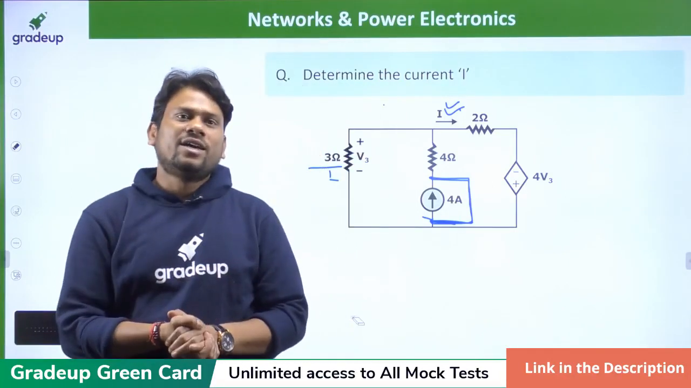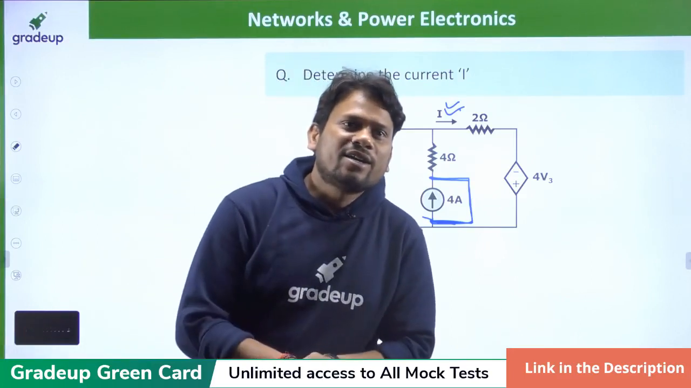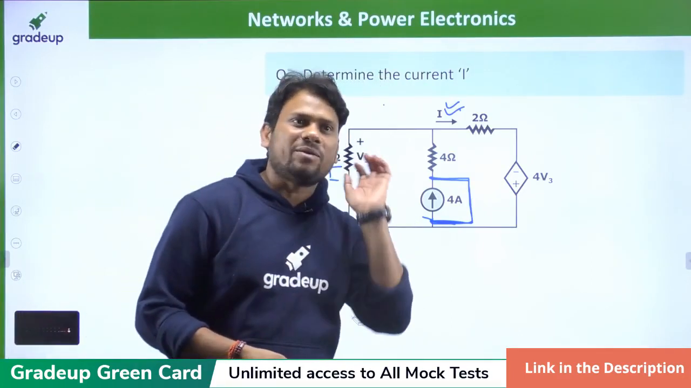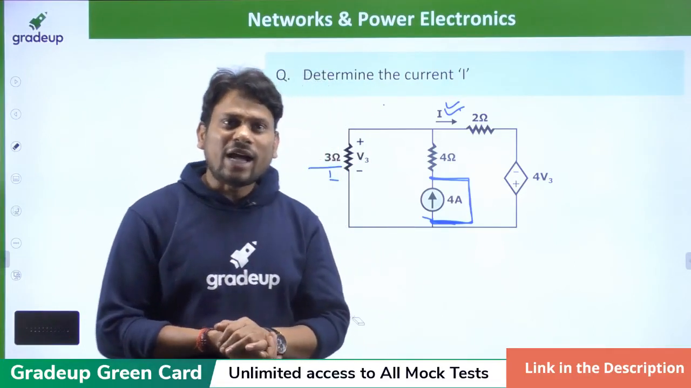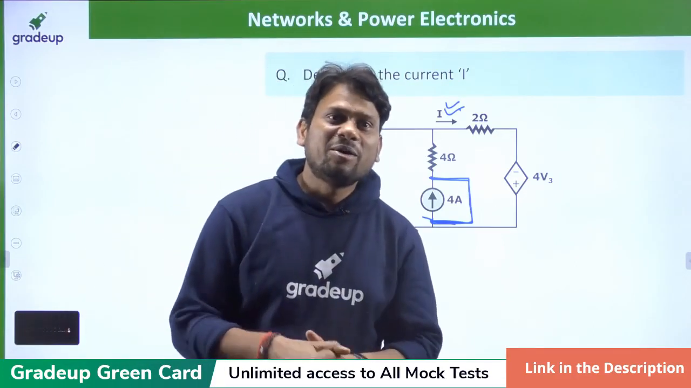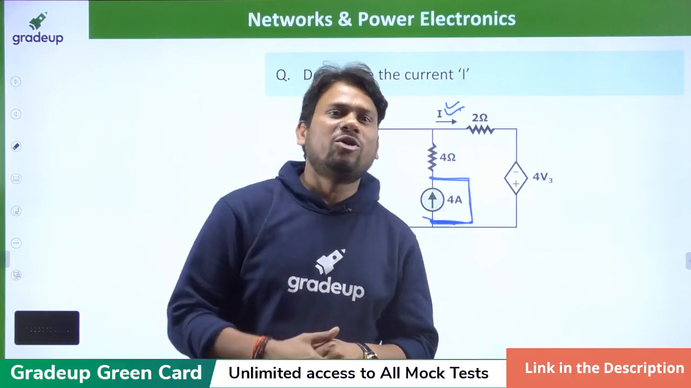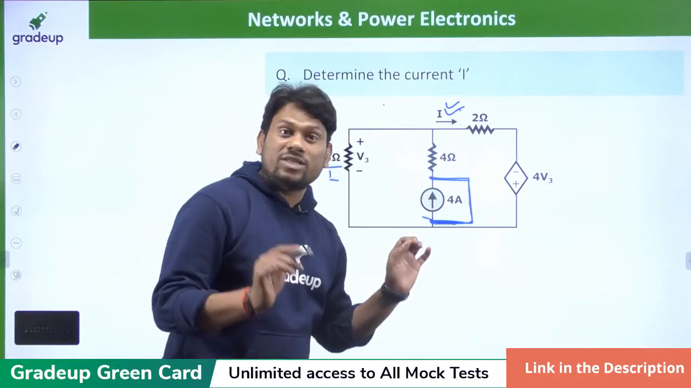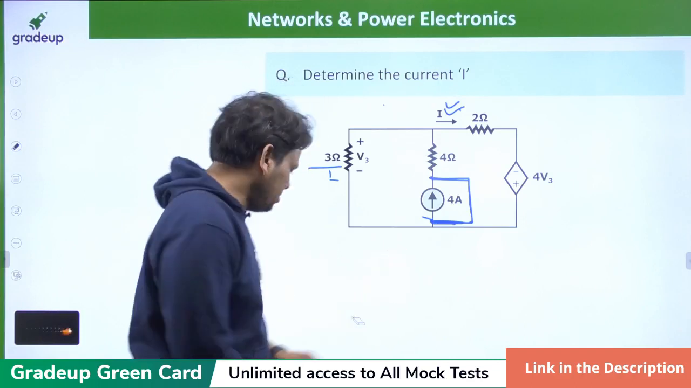Sure, I will discuss. 0 ampere, everyone is saying 0 ampere. Sir, I am not getting it. Okay Ali, which thing are you not getting? Just tell me. So this is the 4 ampere current source.